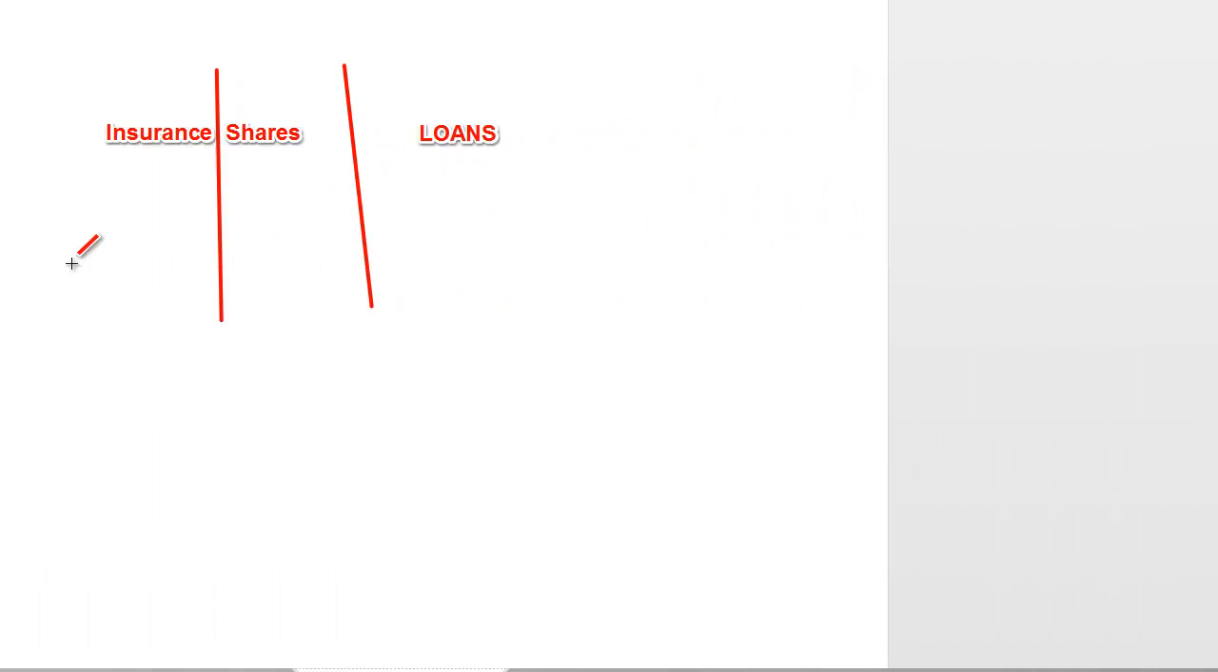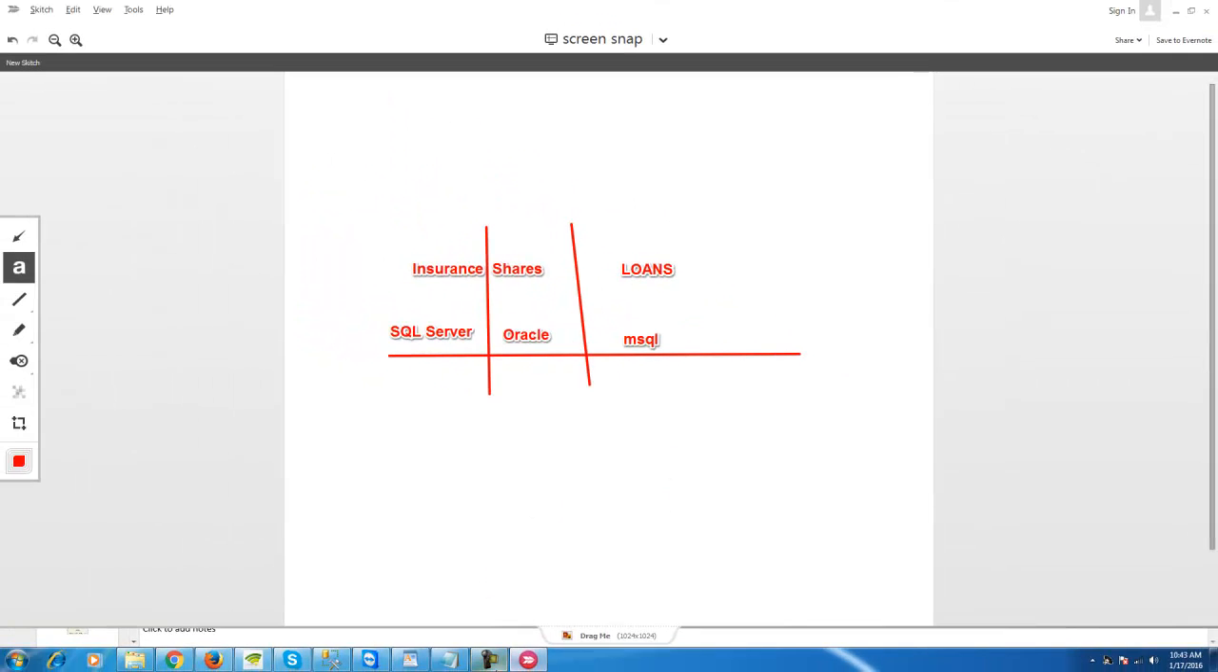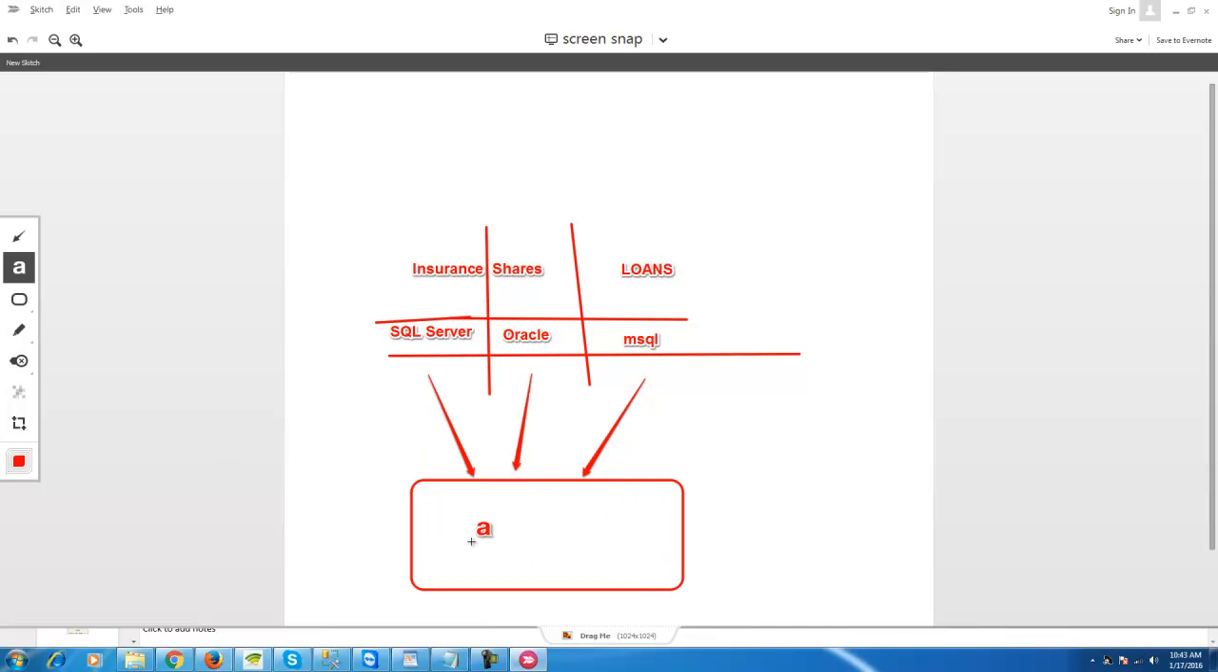My insurance can use a SQL server, my shares can use an Oracle server, and my loans can use a MySQL server. Any server they can use for storing the data. So these are the different databases which are available. Now when we were talking about all these databases and about consolidating this data into a warehouse, we'll quickly have to think about how and what needs to be done to integrate the data into a warehouse.